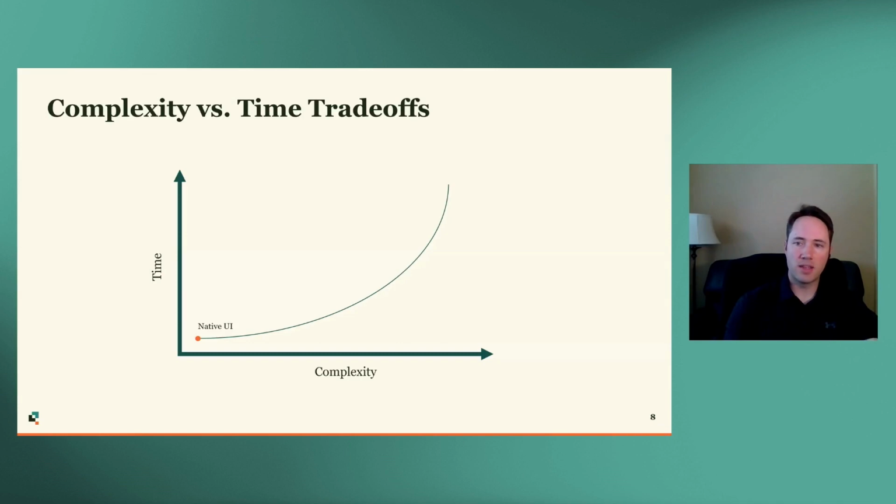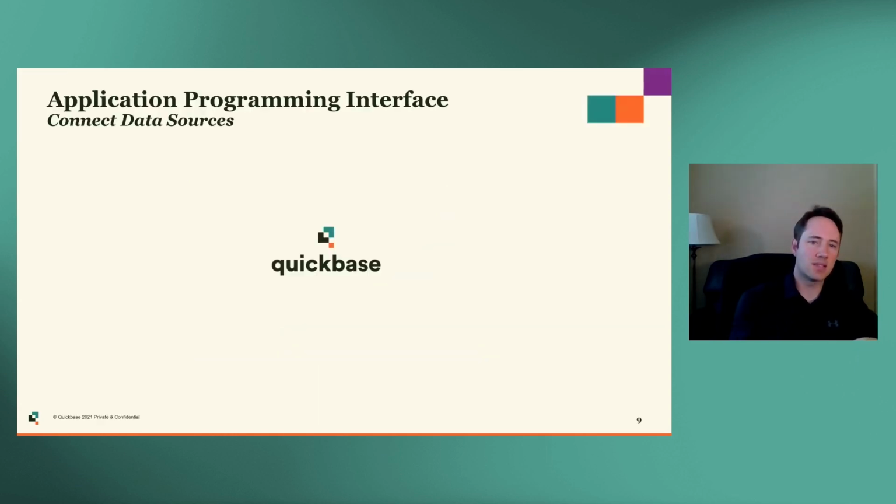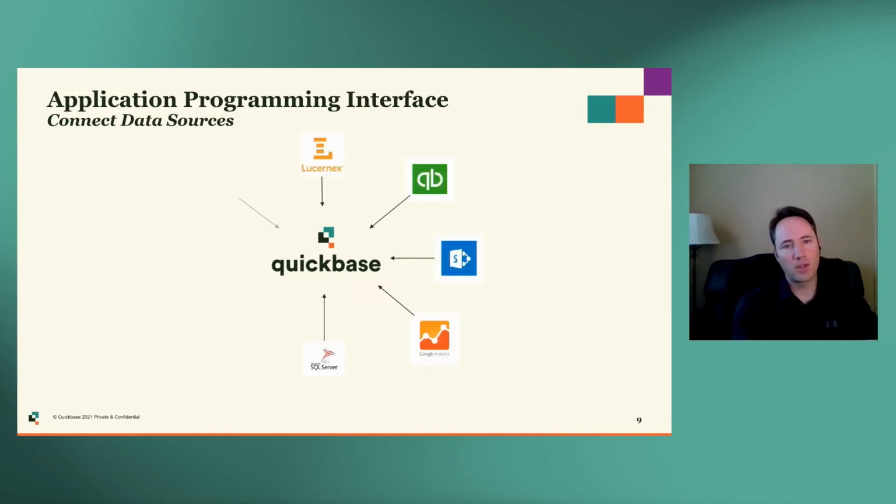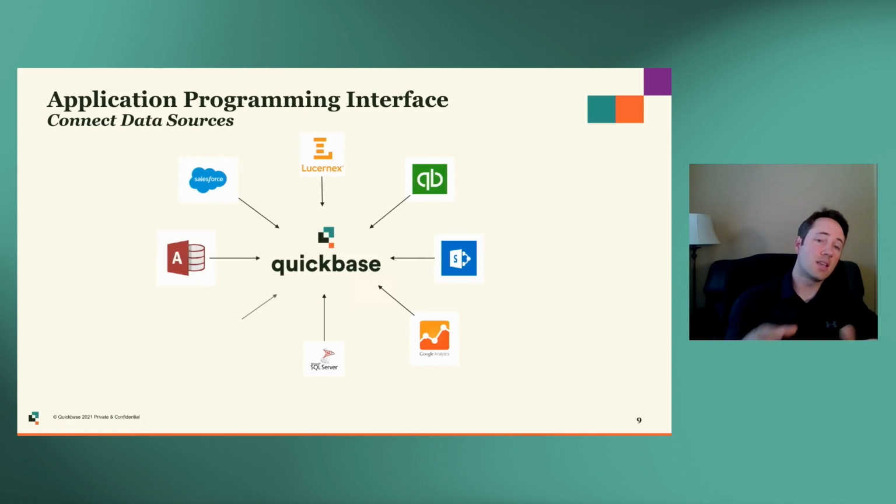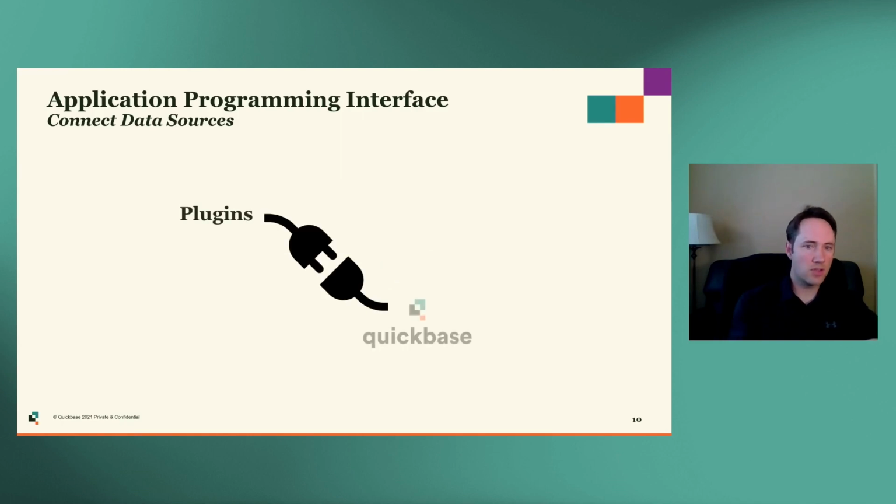So we're not bound by the native user interface. As we go up the complexity ladder here, Quickbase gives us APIs or application programming interfaces. What does this allow us to do? We can start to interact with systems outside of Quickbase. So I could bring in my SQL Server data into Quickbase. I could bring in my QuickBooks data into Quickbase. I could take my Quickbase data and send it to other systems. On top of this, I could also build plugins or custom functionality on top of my Quickbase applications.